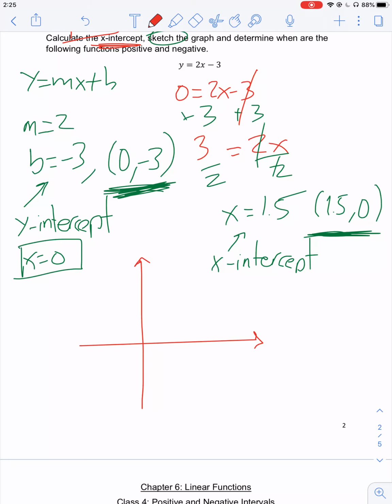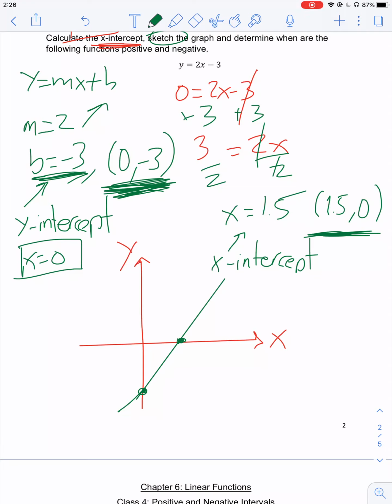So at 0, my function is at -3, using this point. And at 1.5, my function is at 0. I'm not graphing, I'm just quickly sketching, so I'm not going to scale my axes. Maybe I should put the x and y. And then just connect the dots. So this is what the function looks like, and it makes sense because my slope is positive, so my function should be rising.